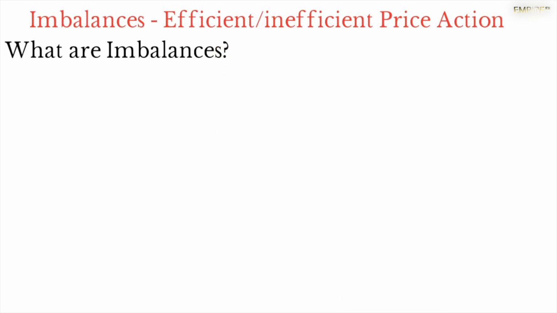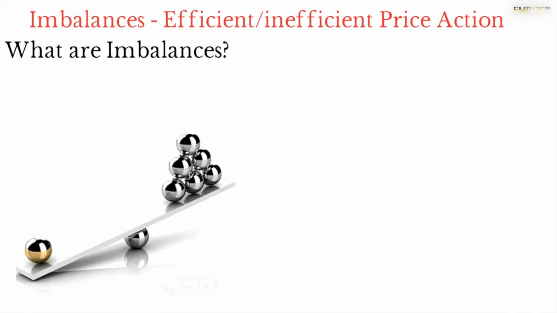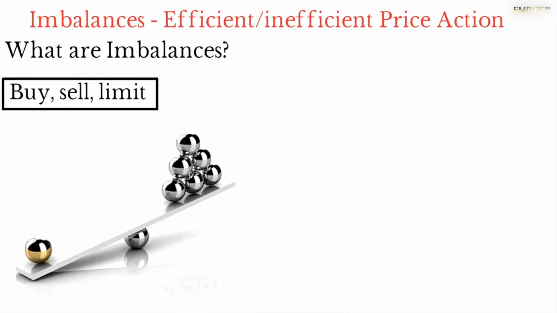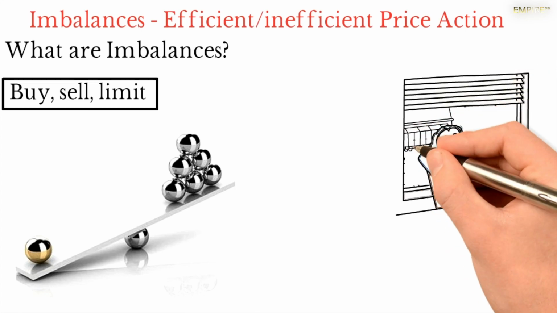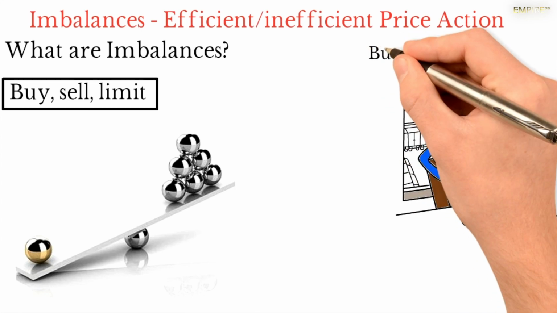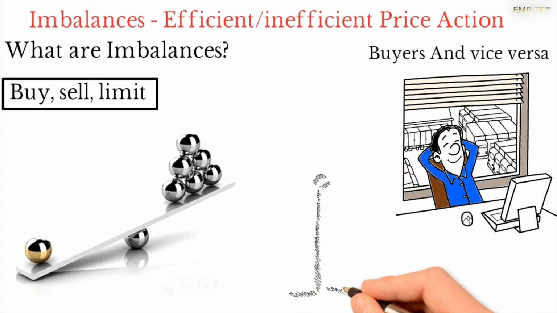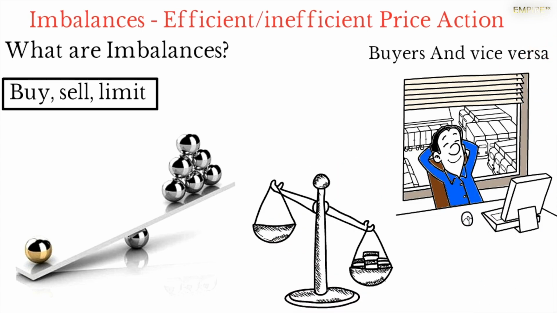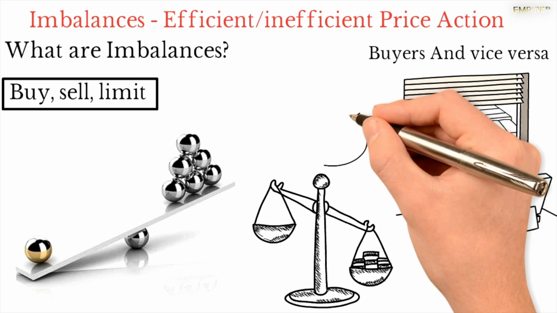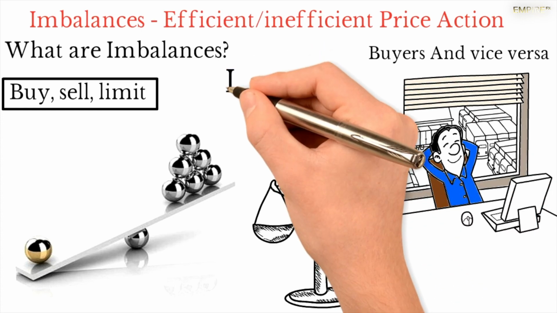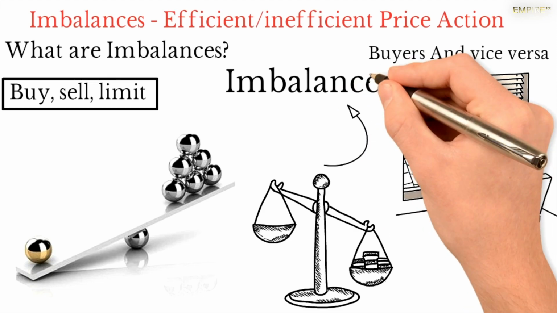Imbalances. An imbalance of orders is when a market exchange receives too many of one kind of order, buy, sell, limit, and not enough of the order's counterpoint. For sellers to complete their trades, there must be buyers and vice versa. When the equation is favouring too heavily in one direction, this will push price action in that direction. This creates an imbalance.